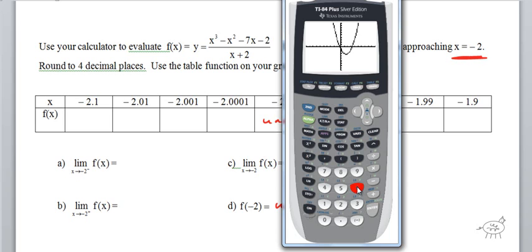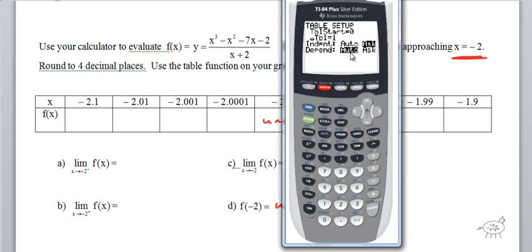Okay, so that's cool. And so now what I want to do is use the table function. And for the table function, if you hit second window, this button right here where my little cursor is pointing, this is what you come up with. And this is your table setup, that's what I'm doing here. You need to have your independent and dependent variables.